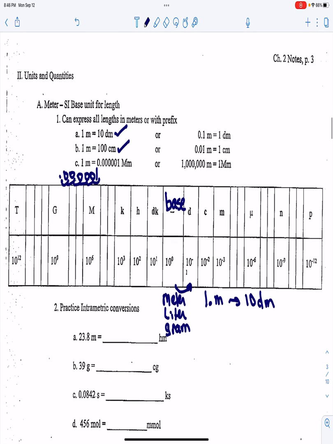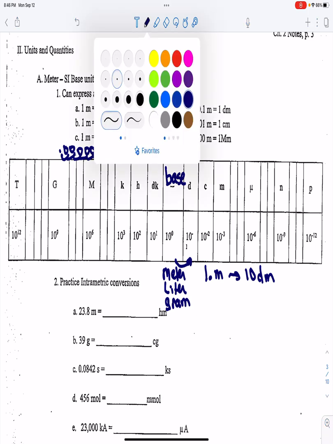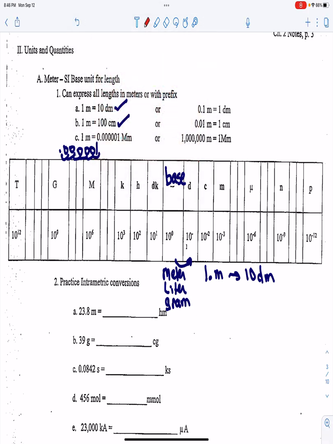Let's practice doing this. If I have 23.8 meters, I'm starting at the base. That's where meters is, and I want to go to hecto. I'm going to change my color and go from here to here. So I'm going to move 2 places to the left.